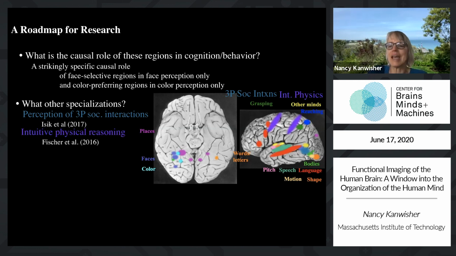Another thing we've been looking at is these set of brain regions here in purple, approximately. This is work in collaboration with Josh Tenenbaum. And Josh has been saying for a number of years now, and it took me a while to get what he was talking about.